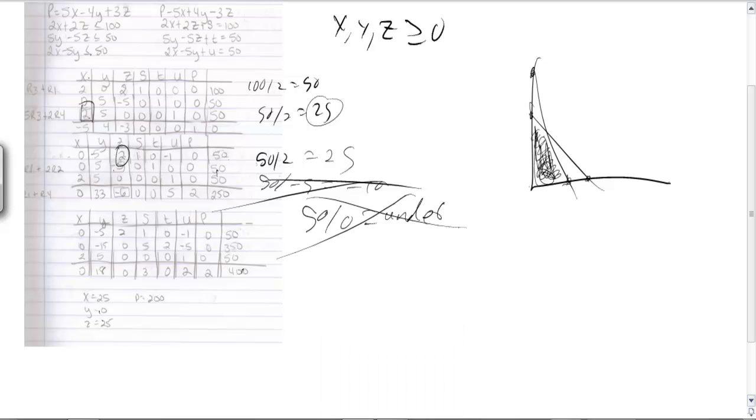So just those corrections. Obviously, make sure you keep your negatives. And then next thing, make sure if it's a negative ratio, you don't use it. Always use the smallest positive ratio. All right, I hope that helps.